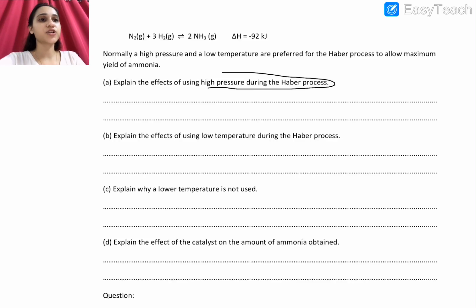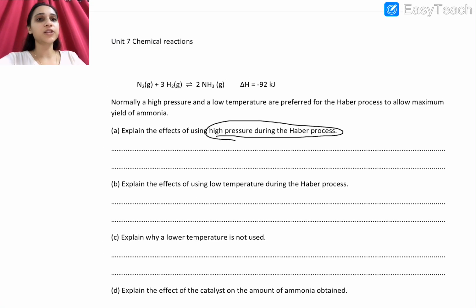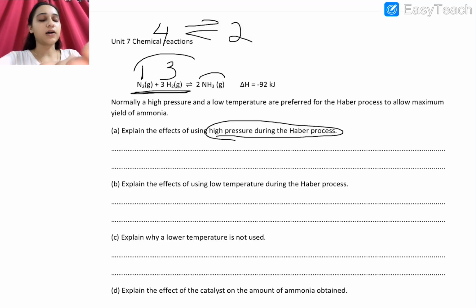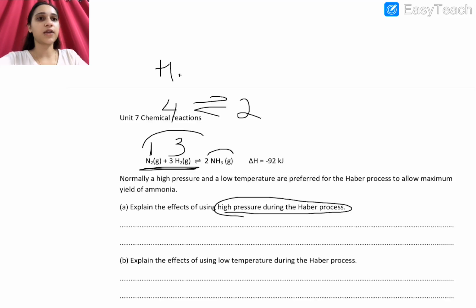Why is high pressure used? If we look at the equation, here you have one gas and three gas. So in the reactants you have a total of four particles of gas, and on the product side you have two particles of gas. So on the reactant side is high pressure, and this is low pressure.